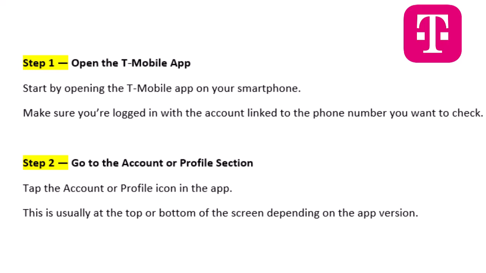Step 1. Open the T-Mobile app. Start by opening the T-Mobile app on your smartphone. Make sure you're logged in with the account linked to the phone number you want to check.